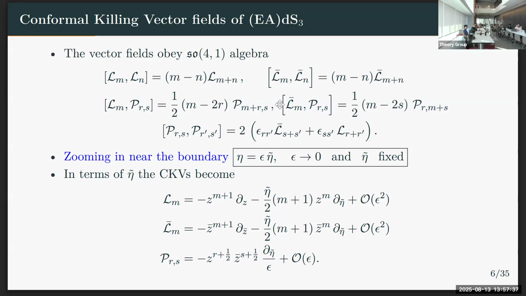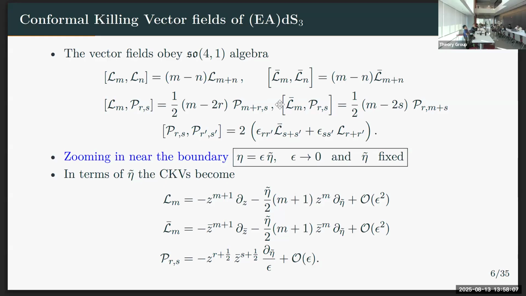Right. So now let's say I want to define what it means to go to the boundary, that is, when I take eta tends to 0. The clever way one can do this is to define a coordinate eta tilde, which is related to eta as eta equals epsilon times eta tilde, and when you take epsilon tends to 0, keeping eta tilde fixed, you are essentially taking eta tends to 0. So that is how I am defining this near boundary limit and going towards the boundary.